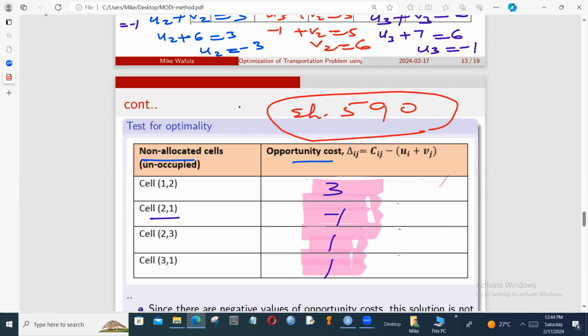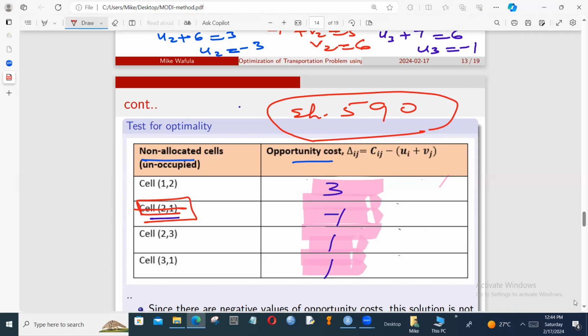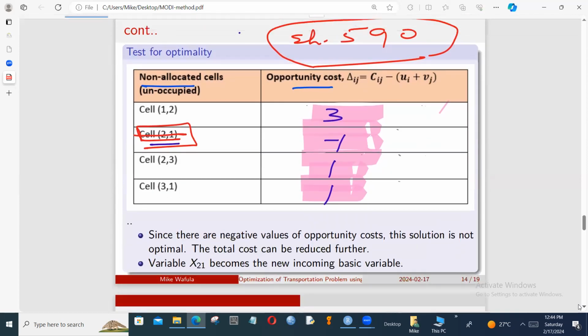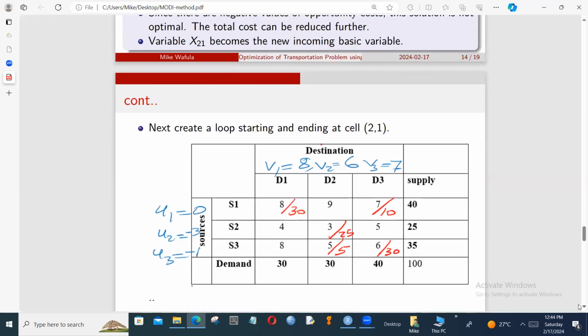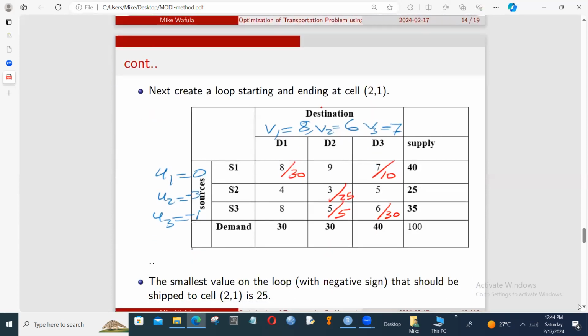And so we begin with the cell that has given us a negative figure. The cell corresponding to it is cell 2-1, which is giving us a negative opportunity cost. That's why I've written a comment there that since there are negative values of opportunity cost, this solution is not optimal. The total cost can be reduced further. So I want us to have a clean table of that kind.